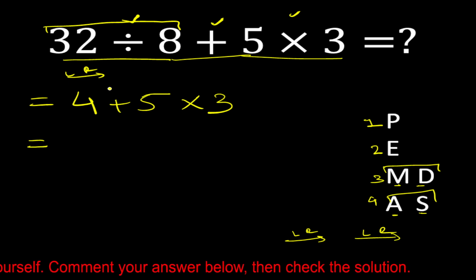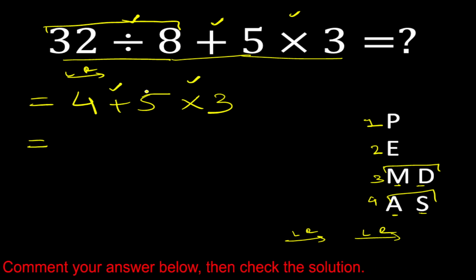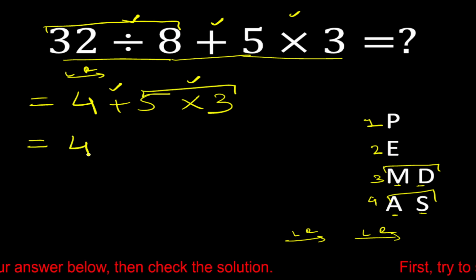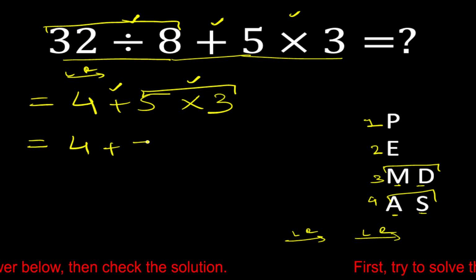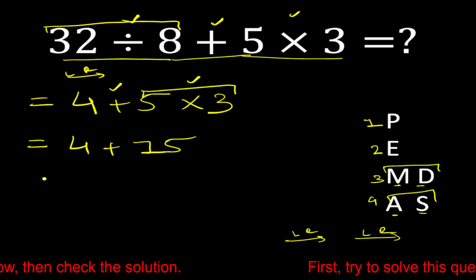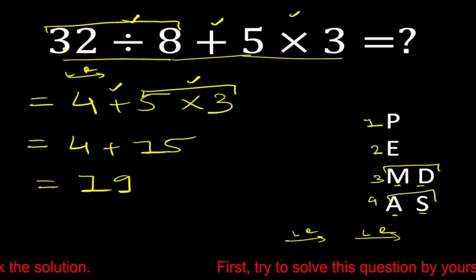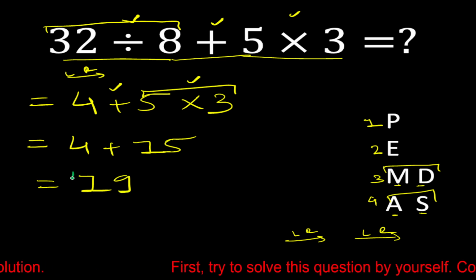Now here we have addition and here we have multiplication. So first we have to solve multiplication. So it is equal to 4 plus, now 5 multiply 3 is equal to 15. So now 4 plus 15 is equal to 19. Okay. So the correct answer is 19.